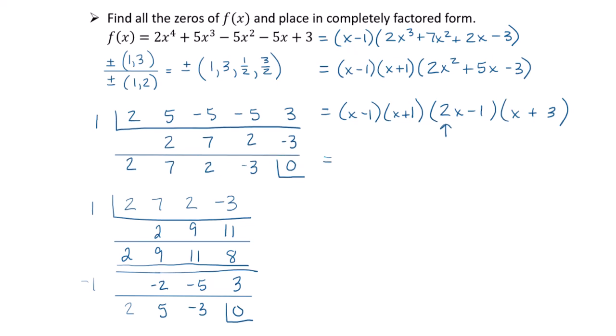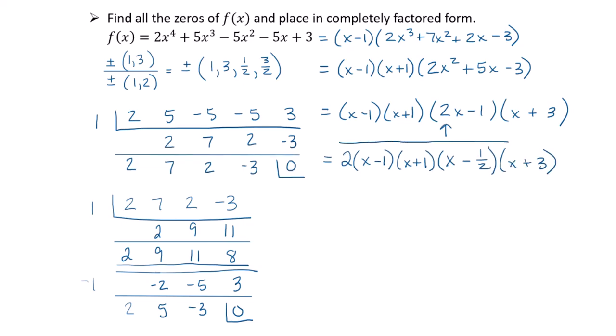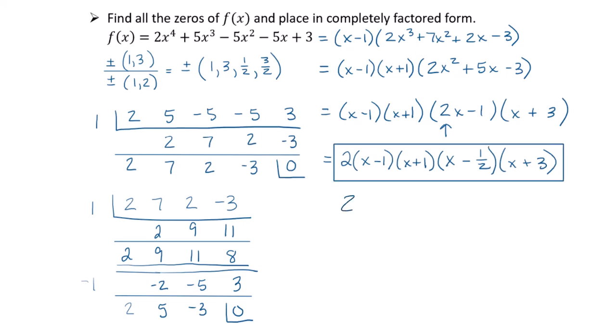We're so close to being finished, but this needs to not be there. Let's go ahead and factor out that 2. I'm going to put it out in front of the entire polynomial factorization. So I have an x minus 1, an x plus 1, and here is where I factored out the 2. So this would be x minus 1/2. The 2 was pulled out of that one factor, and x plus 3.